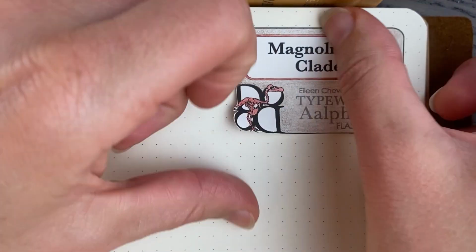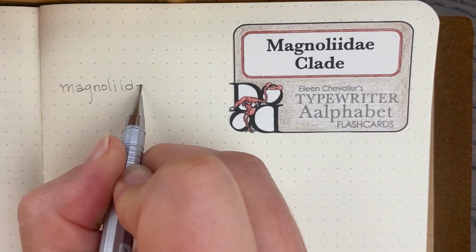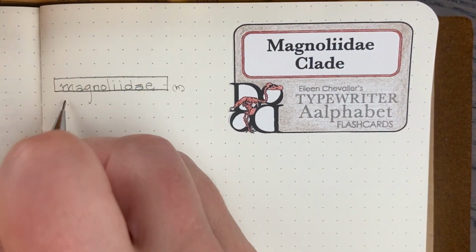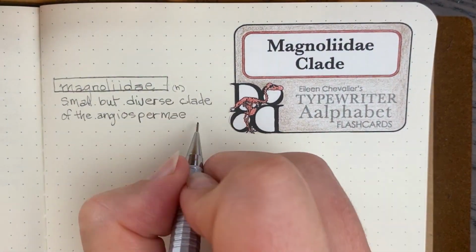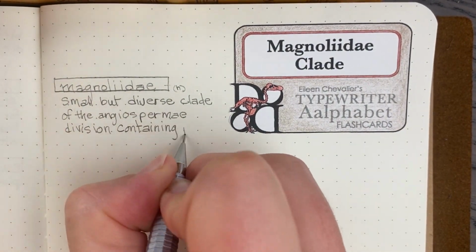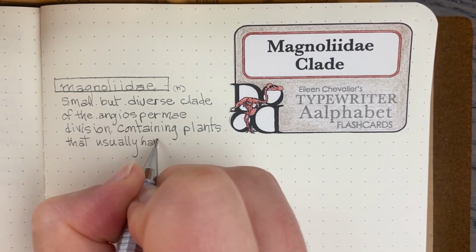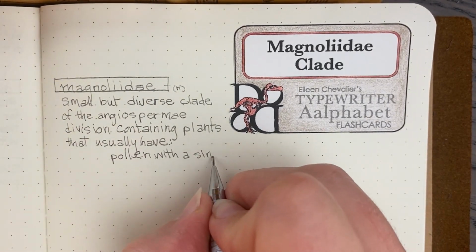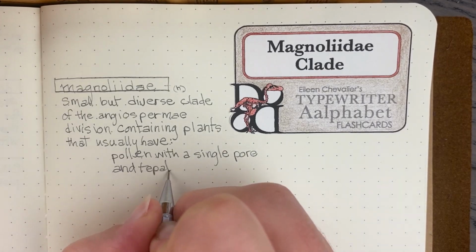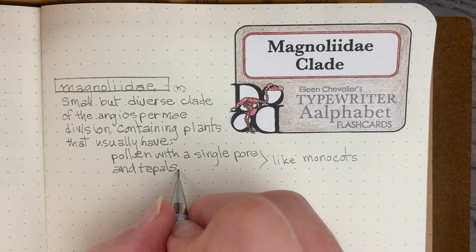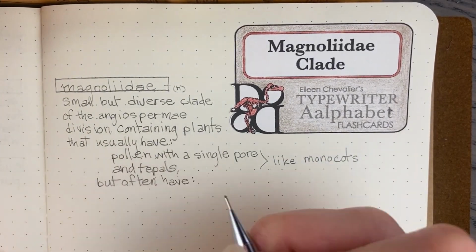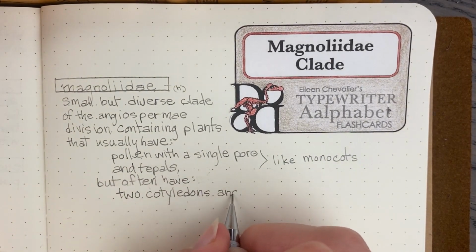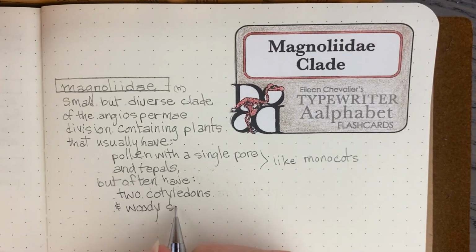We are going to define Magnoliidae. It is a small but diverse clade branch of the Angiospermae division containing plants that usually have a pollen with a single pore and tepals like monocots, but often have two cotyledons and woody stems like the eudicots.